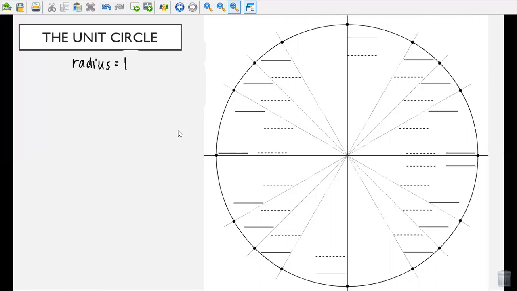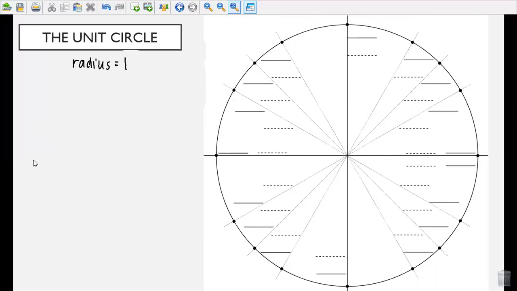Right, so our radius is 1, and we've got 3 lines in each quadrant. Those 3 lines are our special angles. So our first one's 30 degrees, then 45 degrees, then 60 degrees, and then that pattern continues in all 3 quadrants. Again, you don't have to memorize this. You do have to have it written down somewhere, though, so that you can use it when you start answering questions.